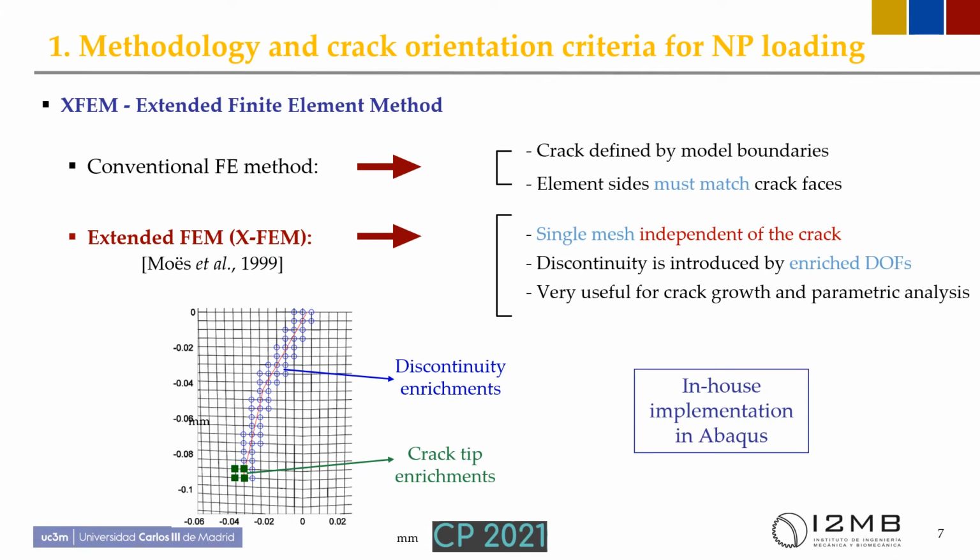So let's start talking about the crack orientation criteria for non-proportional loading. In a crack propagation model, before applying a crack orientation criteria, first we need to model these cracks. In this work, we have used the standard finite element method, which has the advantage that we only require a single mesh that is independent of the crack, so we don't need remeshing techniques as in conventional finite element method. In this case, the discontinuity is introduced by enriched degrees of freedom, and this is very useful for crack growth analysis and for parametric analysis.